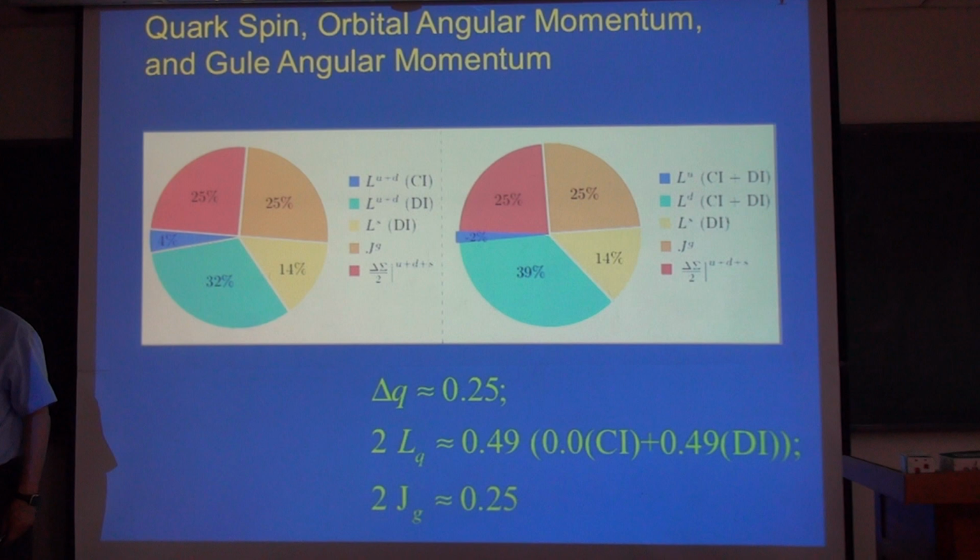Orbital angular momentum. So here the truth is probably somewhere in between. But orbital angular momentum is important. So the meson cloud in this thing is probably very important in the nuclear structure.